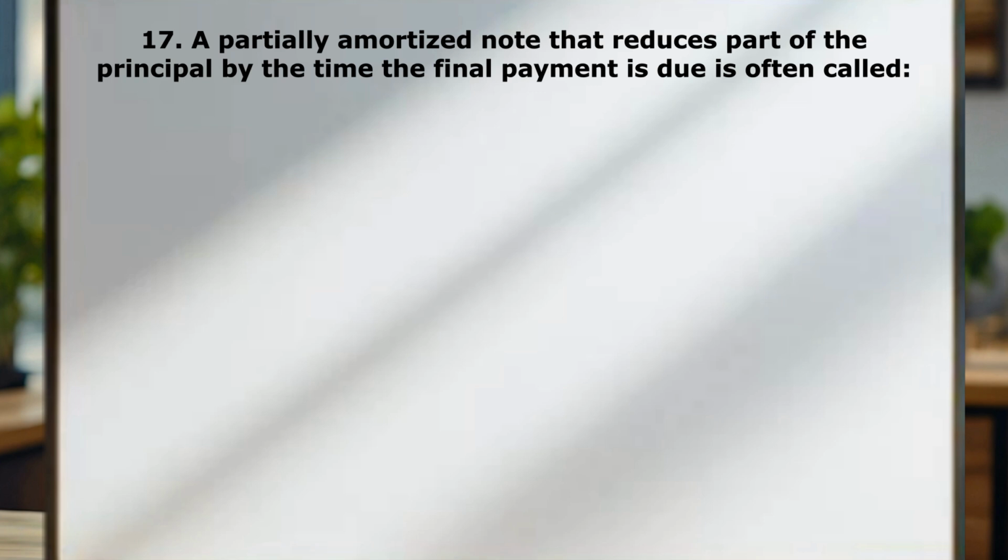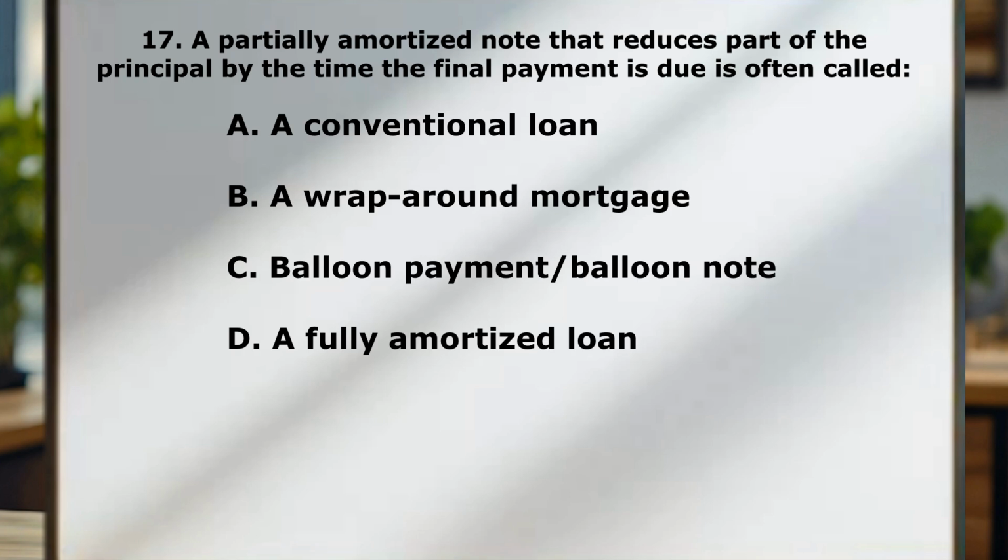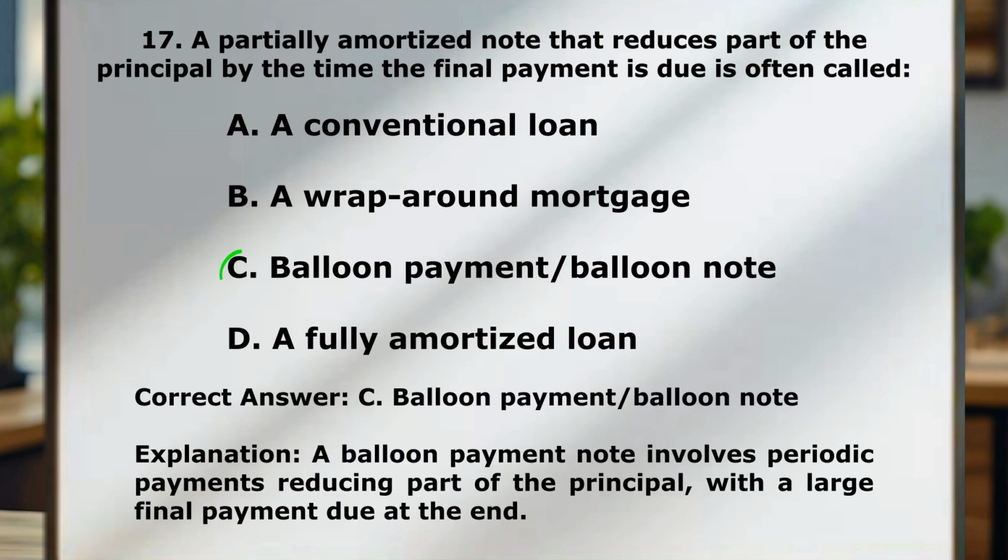Question number 17. A partially amortized note that reduces part of the principal by the time the final payment is due is often called A, conventional loan, B, a wraparound mortgage, C, balloon payment slash balloon note, D, fully amortized loan. Correct answer here is C, balloon payment and balloon note. Once again, you just need to understand what types of loans are out there, the features of those loans, definitions of these words, and you will crush your exam.